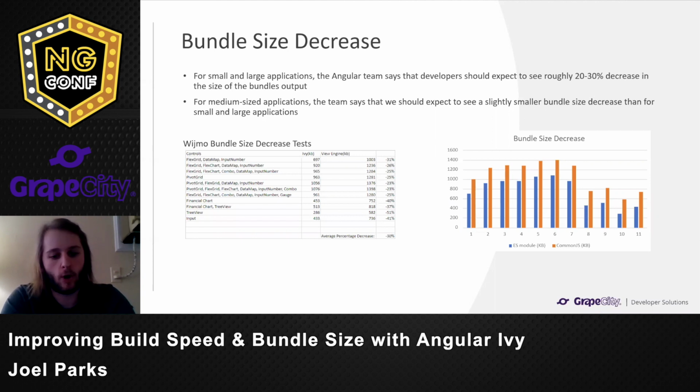You can see that from our tests, we're seeing over 30% decrease in cases of some of the smaller applications. As we get into medium-sized application, it hovers around 25%. When everything's said and done, we're seeing about a 30% decrease in overall bundle size, which is in line with the numbers that the Angular team were saying that we should expect to see.